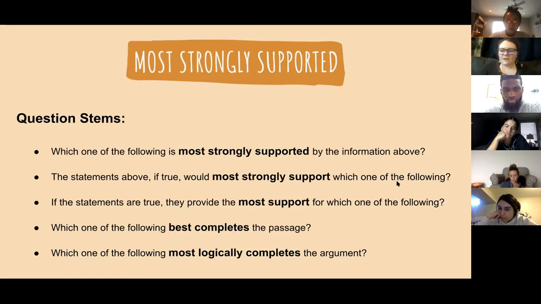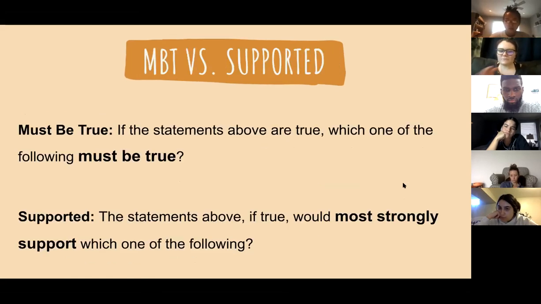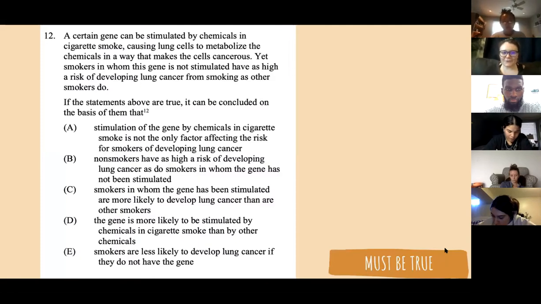But once again, for those, don't overthink them. Treat these questions as if they're the same. What some people say is that for must be true questions, the answer will be 100% certainty, where most strongly supported is like 95% certainty. But we'll still go through them the exact same way. So does that all sound good so far?